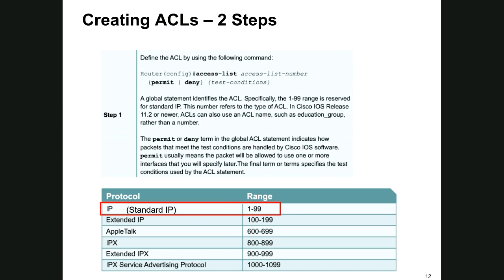By default, there are a range of 1 to 99 numbered access control lists that we can use for standard IP. Standard IP is source address only.